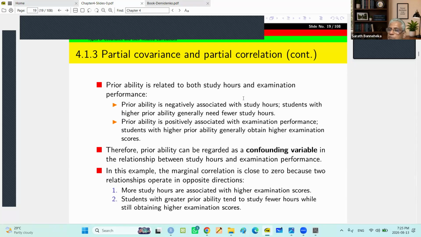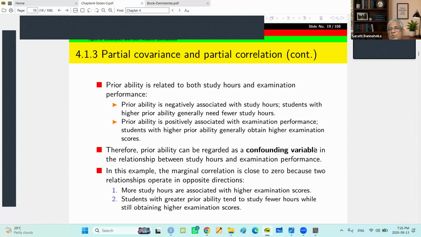So when you put them together, it's like cancelling off those two, not exactly cancelling off to become zero, but some part of that correlation becomes very unclear because of that. There's a positive and negative correlation in the same picture. So therefore, prior ability can be regarded as a confounding variable in this case also.